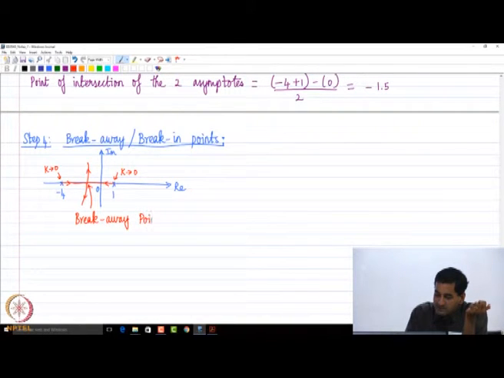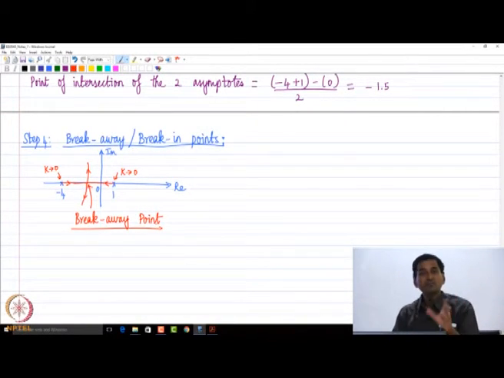I hope the meaning of a breakaway point is clear. This need not always happen, but in this example it happens. That's why I wrote for example.